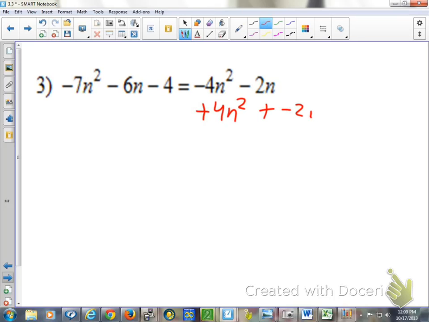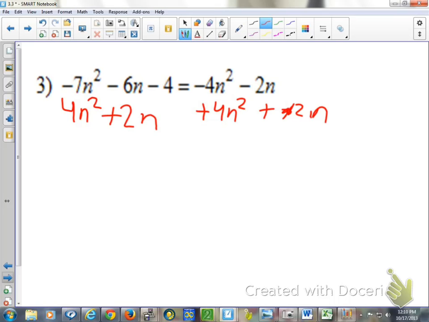Just do plus 2n. Now, the easiest way to do this, write them over here too, directly underneath their counterpart. So write that one there, put the other one there. So it'd be negative 2 or positive 2 then? Positive, plus 2n. Because it was negative, now it's positive. Yeah. So now add straight down. So what is that? Negative 7 plus 4 would be 3, wouldn't it?